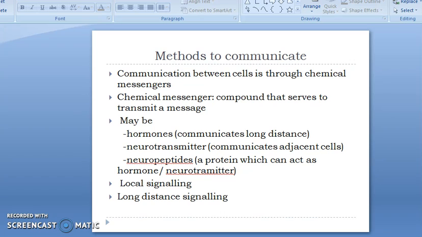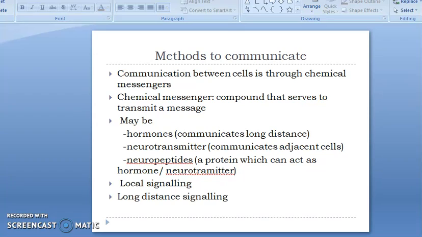Coming to the methods to communicate, communication between cells always takes place with the help of messengers, that is, chemical messengers. Any compound which can serve to transmit a message can be considered a chemical messenger. The best examples of chemical messengers are, first, hormones, second, neurotransmitters, and third, neuropeptides.